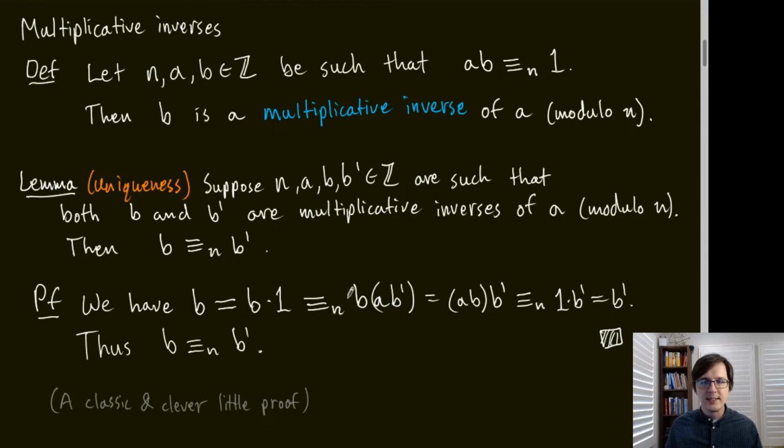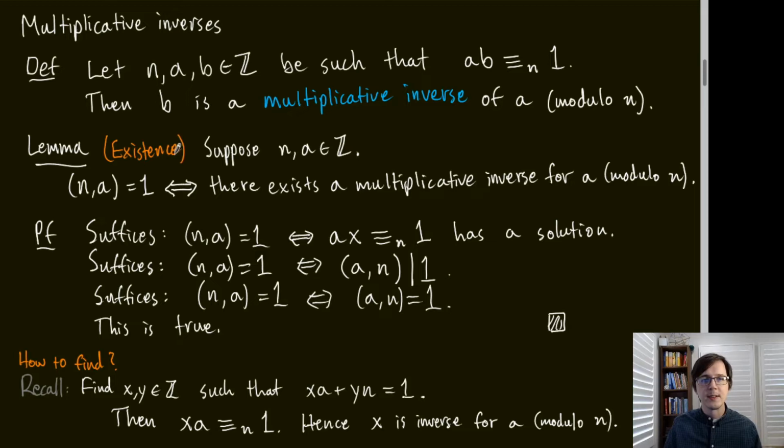So then by transitivity of congruence, we get that b is congruent to b prime. And that is what we wanted to show. Okay, so multiplicative inverses, if they exist, are unique.